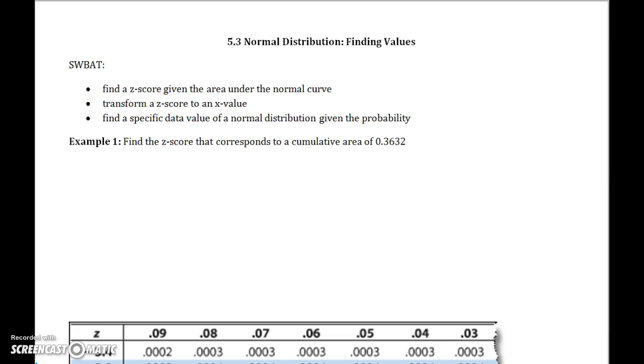0.3632. So if they say cumulative, you're automatically looking for the area to the left. So it's a direct thing where you're looking for your table. If you don't have your z-score table, you might want to go ahead and grab that because I'm going to be showing you some stuff that might not be on here. So you can press pause and grab that if you'd like.